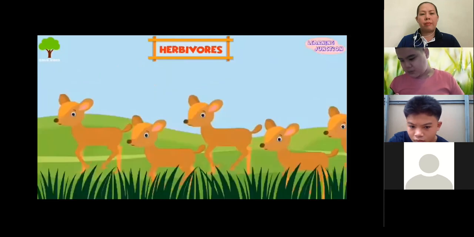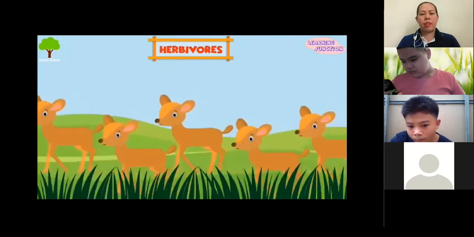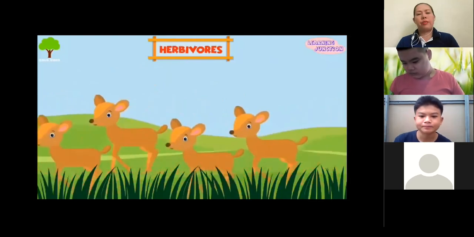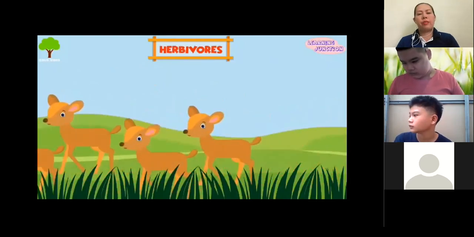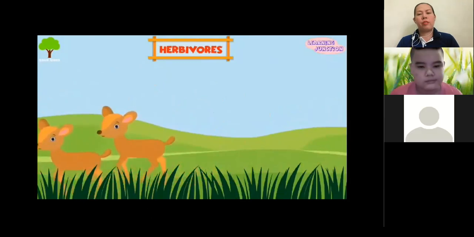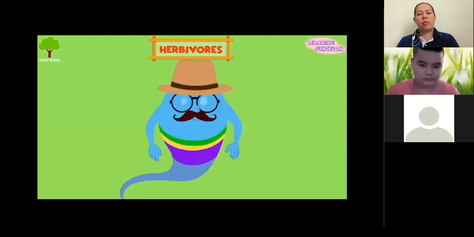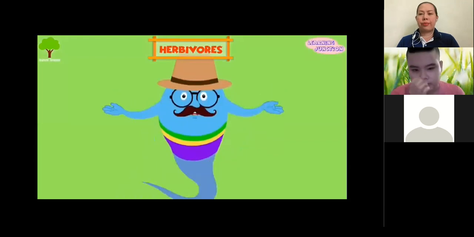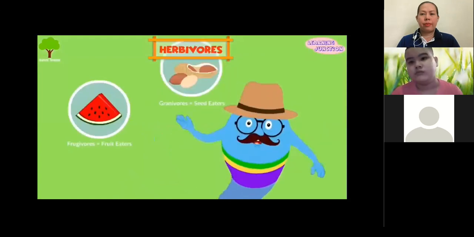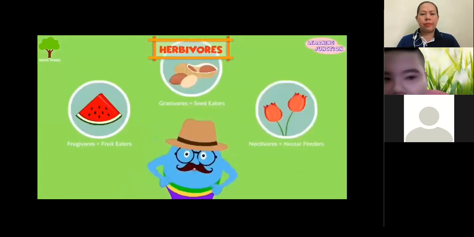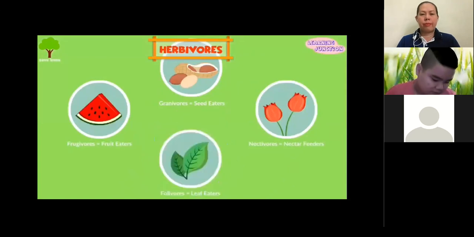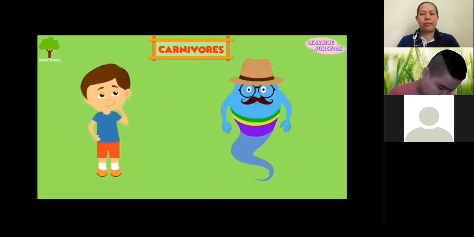They generally have eyes on the side of their head, which allows them to have a wider field of vision, thus allowing them to see all the way around without even moving their heads. Herbivores can be further classified into frugivores, meaning the fruit eaters, granivores or the seed eaters, nectivores meaning nectar feeders, and folivores meaning the leaf eaters. Now let's study about the carnivores.